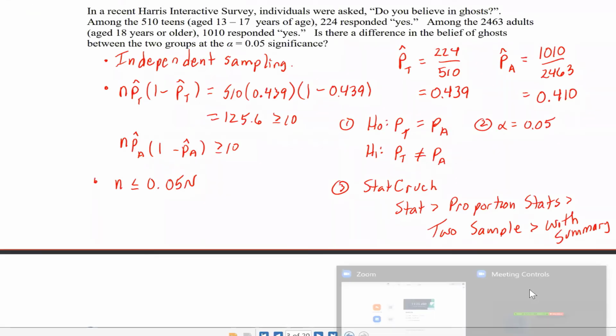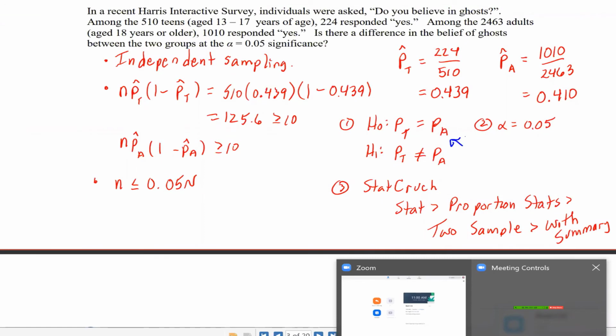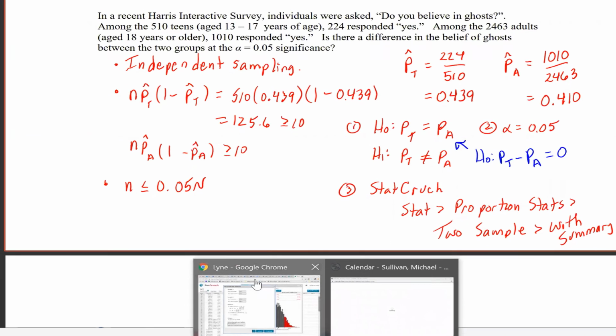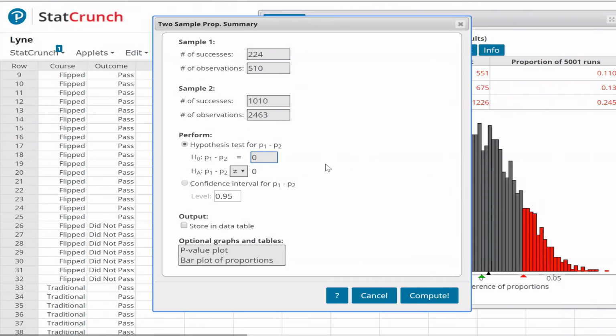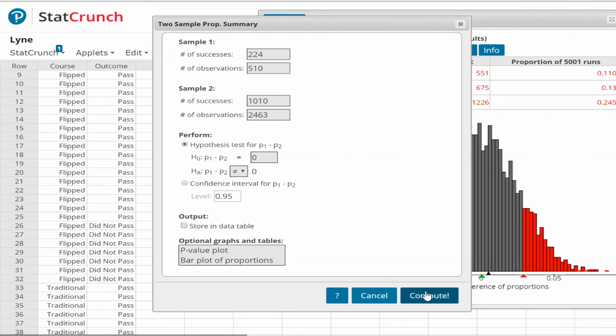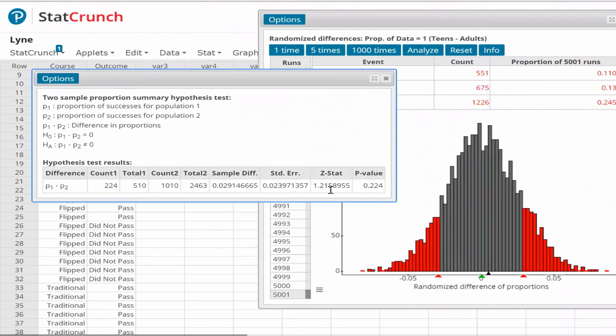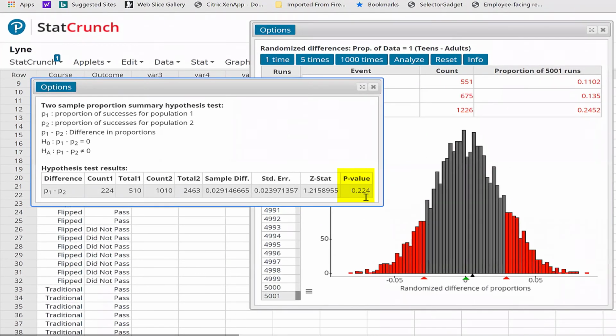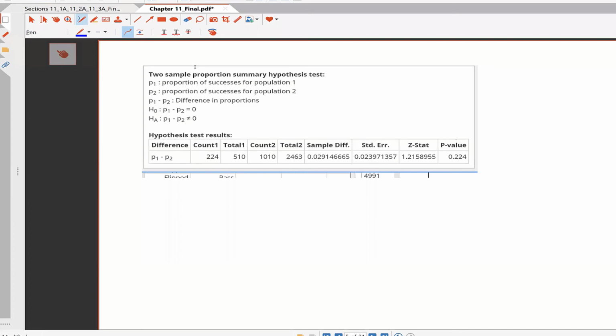If you look back here, my null is that the proportion of teens equals the proportion of adults. That's equivalent to saying the proportion of teens minus the proportion of adults equals 0. And so in StatCrunch, that's what we're entering right here is P1 minus P2 equals 0, which is equivalent to saying P1 equals P2. Click compute, and bada bang, we get our p-value of 0.224. See it right there? So there's my p-value of 0.224.